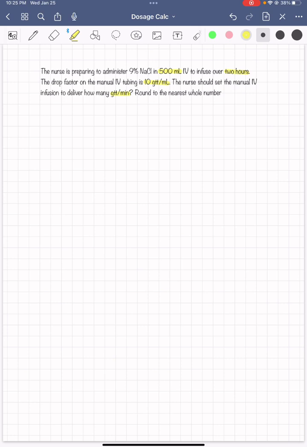So, whenever you see a question with these drops and you're supposed to calculate how many drops per minute, I want you to understand that we are going to need to convert milliliters to drops, okay? We're changing it to a different unit of measurement. And we know that we can do that because it gives us the drop factor right here. There's 10 drops in 1 milliliter. So, step 1, like I always say, is convert. So, we're going to somehow need to convert milliliters to drops.